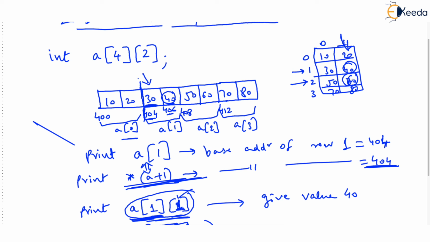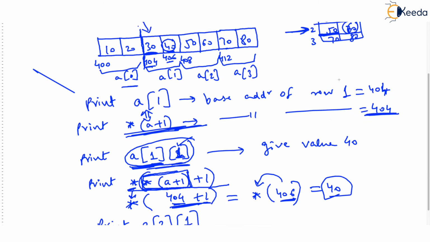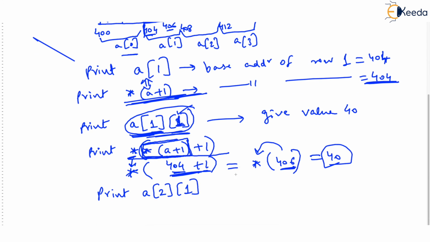Now, how do you get this value? Basically, you first get the base address of row 2. Where does this row begin in the memory? And then jump by one integer, because you don't want immediately this integer. But then how do you get the base address of row 2? By the way, you have seen that this is 60.